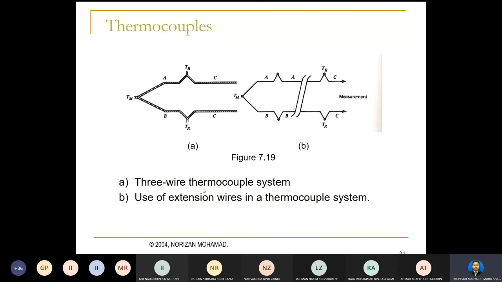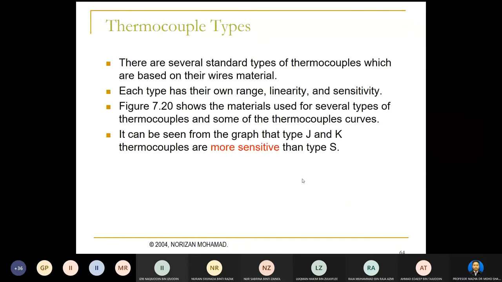Figure A is the three-wire thermocouple system, and figure B is where we put extension wire in the thermocouple system. Okay, so there are several standard types of thermocouple, which are based on their wire material. So the type of thermocouple depends on the wire material.